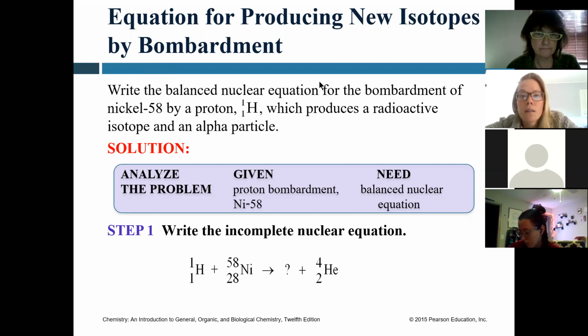When looking at this, this is a starting and this is a starting. We have one of the ending, or one of the results is that it's an alpha. We need to figure out the other thing. So how do we do that?